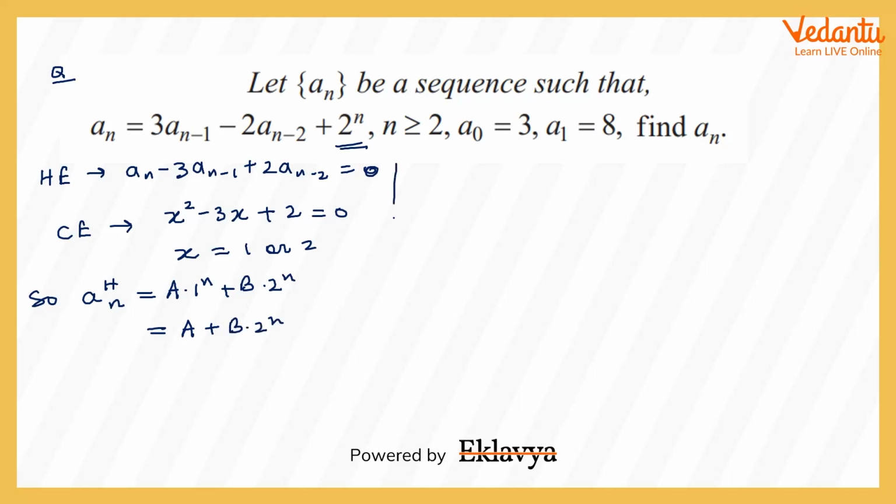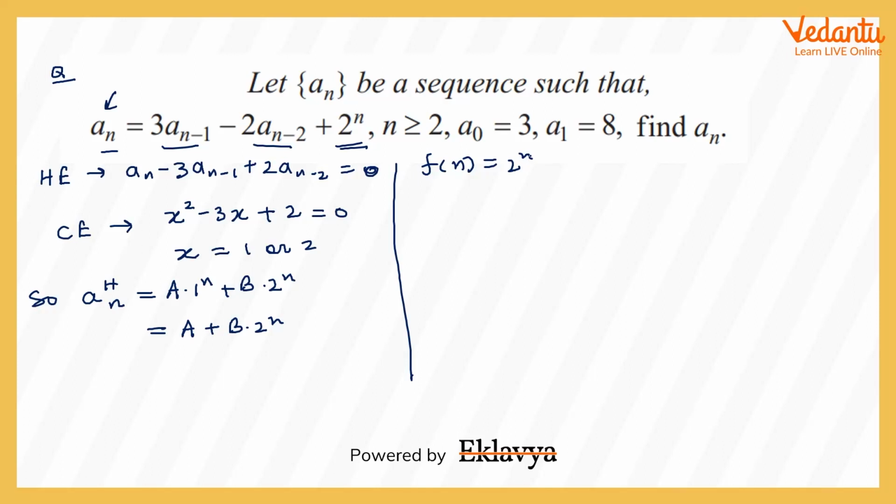Now coming to the particular solution part, corresponding to 2 power n. Now because this f(n) is 2 power n, my assumption for a_n should not be a polynomial function, isn't it? Because if you take a polynomial function for a_n, then a_(n-1), a_(n-2) cannot give you 2 power n. So my assumption here should be in terms of 2 power n. I hope you are getting it.